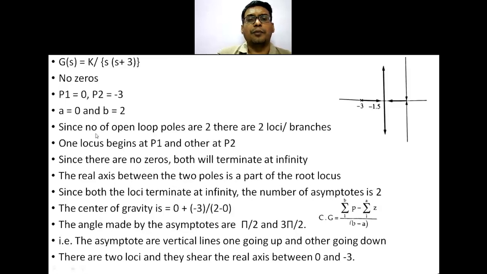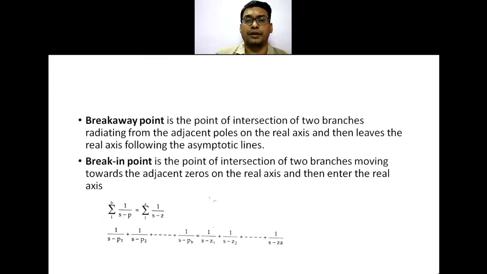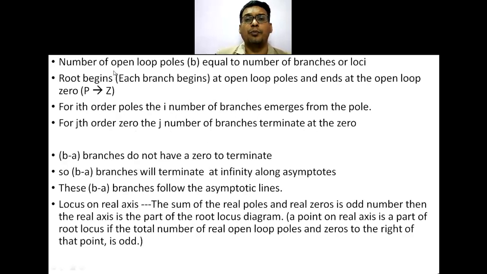Since the number of open loop poles is 2, there are two loci or branches that will emerge. As many poles as there are, that many branches or loci will appear. This is the first rule: the number of open loop poles equals the number of branches or loci. Then the roots begin at open loop poles and end at open loop zeros. So roots will start at P and will end at zeros, and B minus A branches.